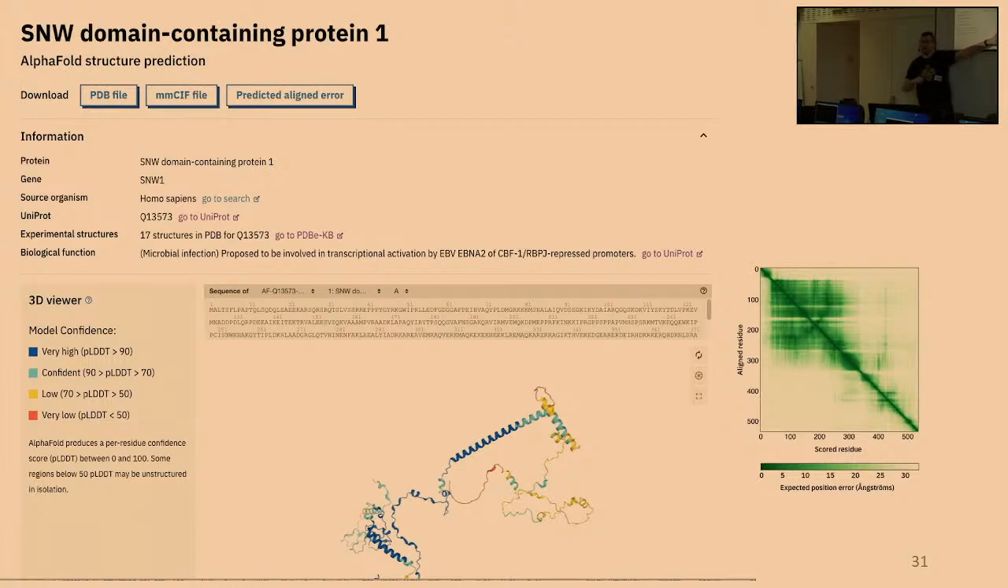This is not a ground truth. This is just that this part will look like this, this part will look like this, but since there are hinges that are moving and movable, there will be multiple possibilities how those domains can be interacting to each other.